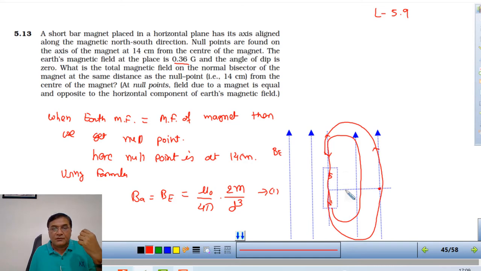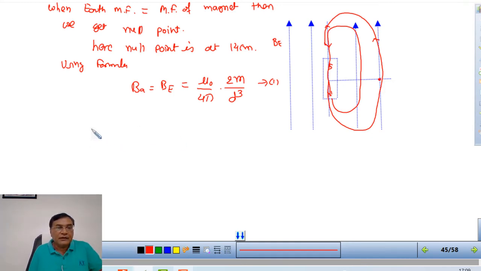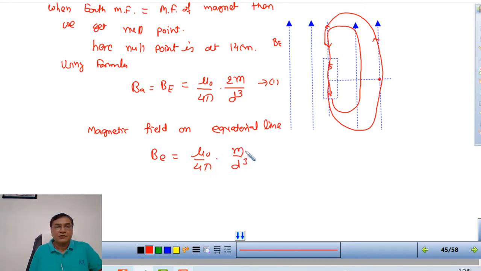So this is 14 centimeter, right? So we calculate what 14 centimeter comes to. So the magnetic field on the equatorial line, what is our formula? BE is equal to mu 0 upon 4 pi, m upon d cube. The distance is the same, so I write d only. So this is nothing but, I can write, this is BE, mu 0 upon 4 pi, m upon d cube. What do you write? BE by 2.